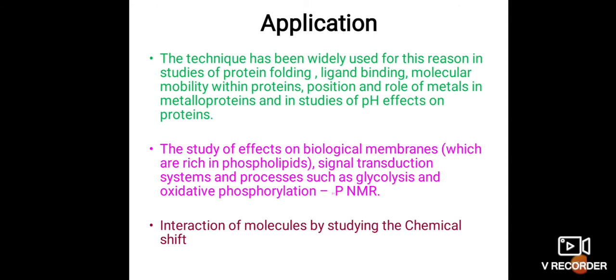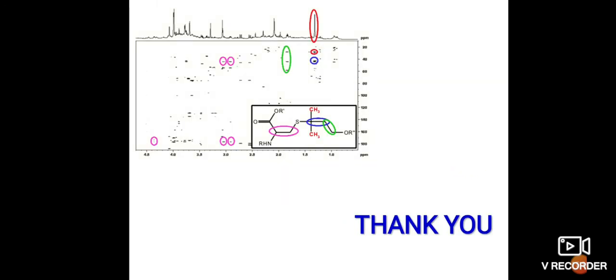And because there are different types of NMR, like P31 NMR, we can use it to study the effect of phosphorylation, or the addition and deletion of the phosphate group into particular molecules like phospholipids, or even in signal transduction, where phosphorylation and dephosphorylation play a very important role. All these kinds of studies can be done using NMR. Interactions of molecules, as I told you, can be studied by chemical shift. So this is all about NMR spectroscopy.